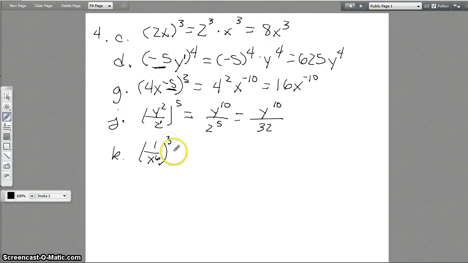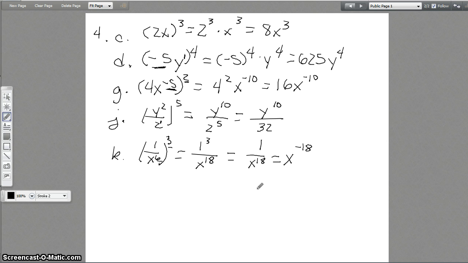So everything in the parentheses gets raised to the third power. We get 1 to the third power divided by x to the 18th because 6 times 3 is 18. Remember, when you raise a power to a power, you multiply the exponents. 1 cubed is just 1, so this is 1 over x to the 18th. You could also write this as x to the negative 18.